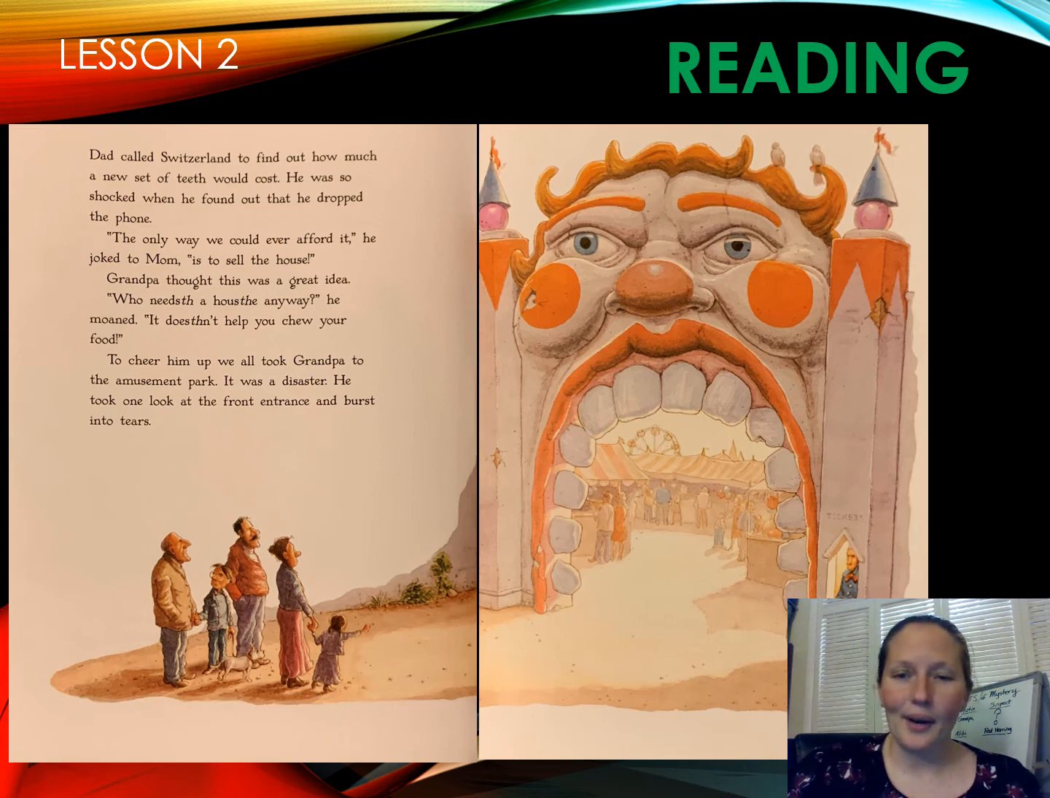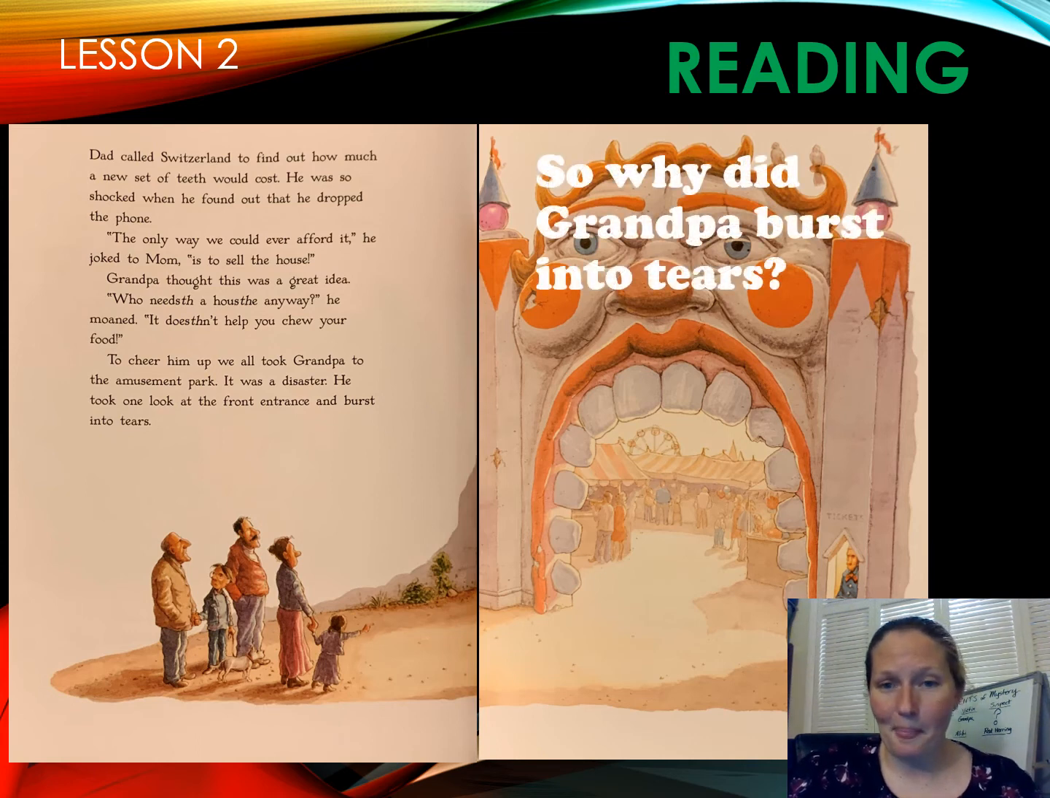So really quickly, why did Grandpa burst into tears? I think our clue is the entrance, obviously. A big, huge set of teeth, what he's missing.